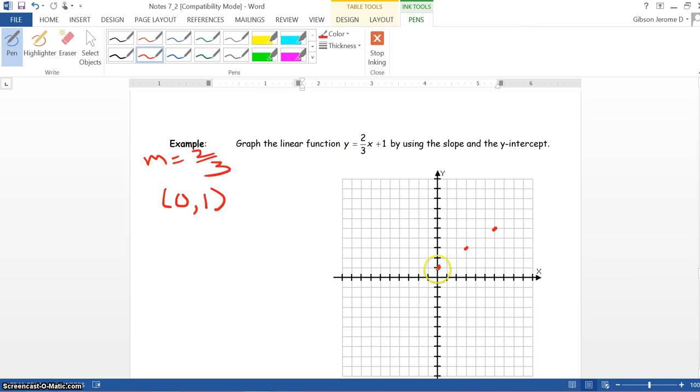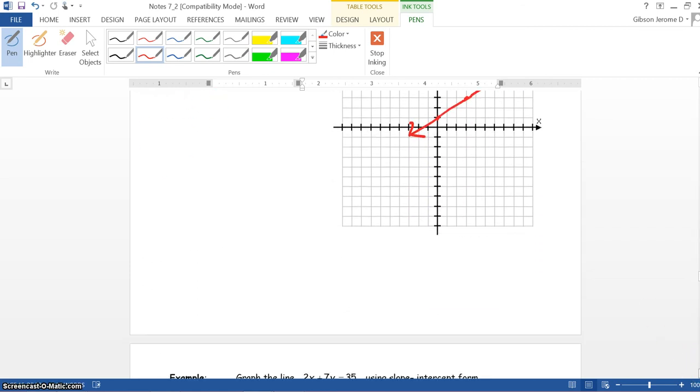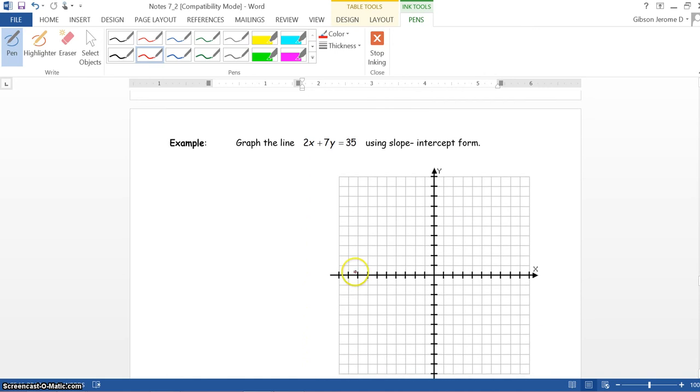Now for some reason this point keeps disappearing, but you see where the point is, and then you would need to draw a line. Now I don't have a straight edge, so you would just draw a line through those points. It should form a straight line, and that will be it. Now we go on to the next problem.